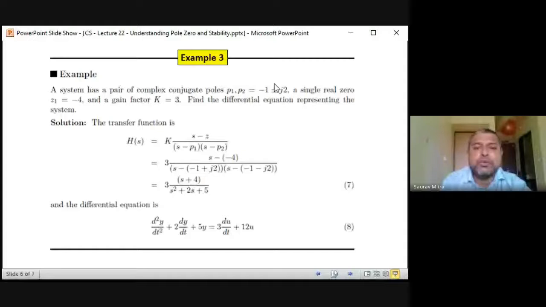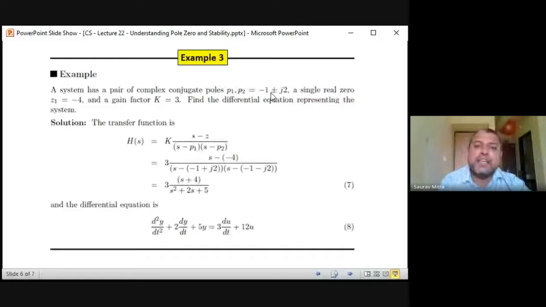Now, one very important numerical we can see here. Some differential equation is given, and you are finding the H(S) for that. It is given that a pair of complex conjugate poles P1 and P2. This is a complex pole, and it is a stable pole. How do I know this is a stable pole? Because the poles have two parts, real and imaginary. The real part should be less than 0. If the real part is negative, it means the pole is in the left hand side.